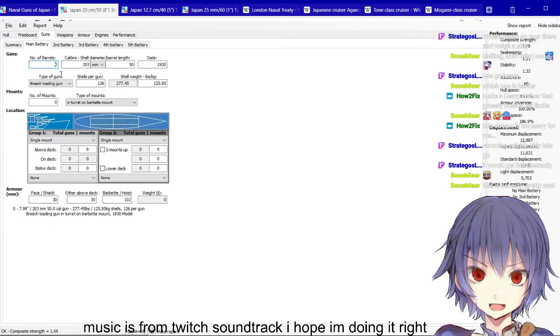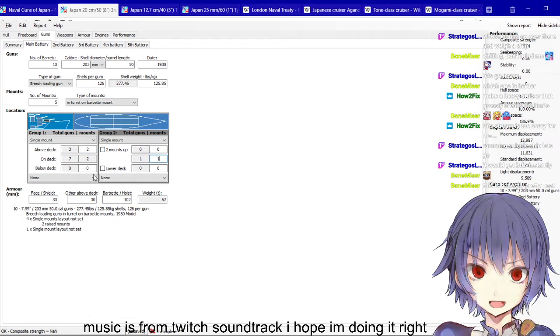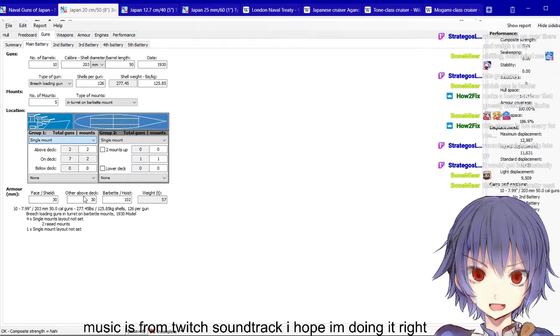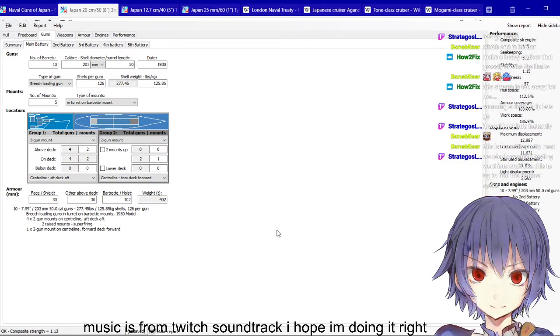We're going to do something just a bit silly. We're going to go silly on this ship. These are all 2-gun mounts. Center line, foredeck forward. Actually, we're going to put these aft. We're going to put this one forward. So there's going to be 1 gun forward and 4 turrets on the back.